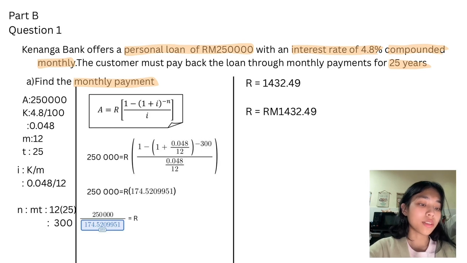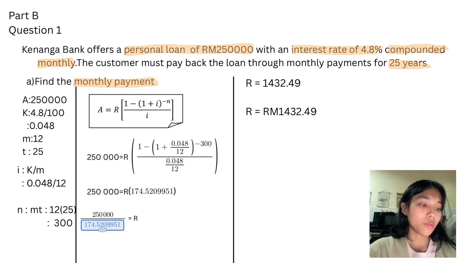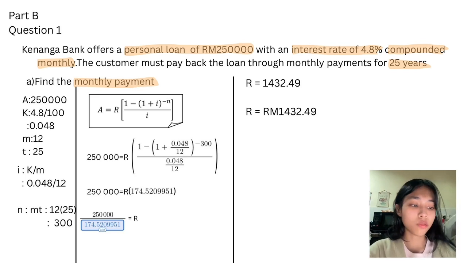Interest rate of 4.8% is K, and change it into 0.048 by dividing by 100. Compounded monthly is M equals 12 because 1 year is equal to 12 months. And then 25 years is T, so T equals 25. We also have to find I and N. The formula for I is K over M, so 0.048 over 12. For N is M times T, so it will become 12 times 25, which equals 300.